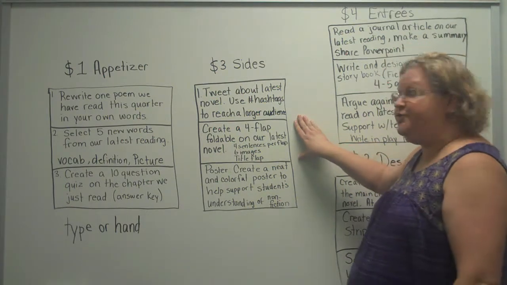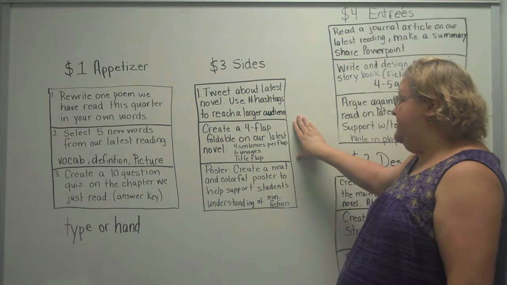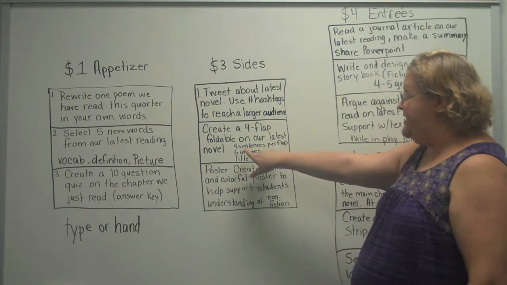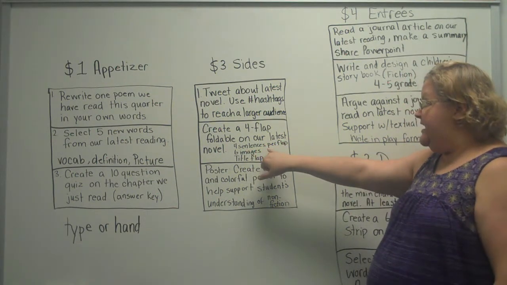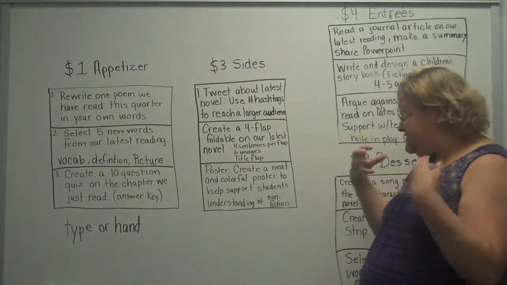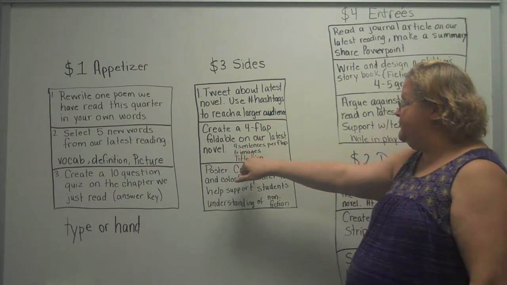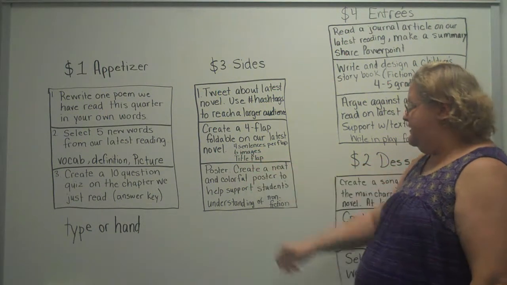You can also choose to create a 4-flap foldable on our latest novel. Each flap has to have 4 sentences, and the entire 4-flap has to have a total of 6 images, including a title flap. So you have 4 sentences per flap and a title flap.